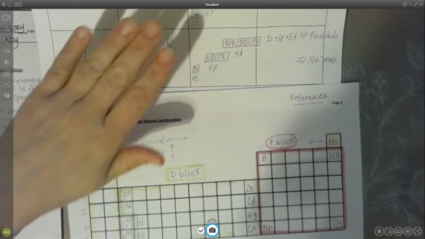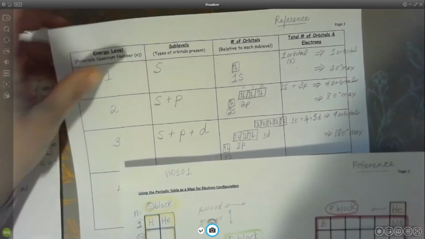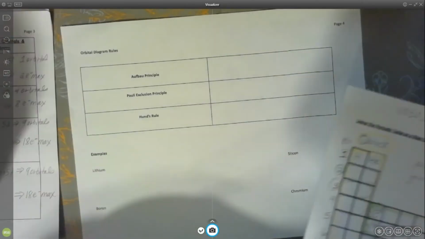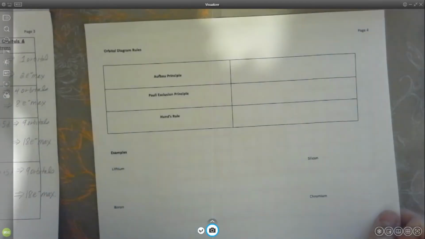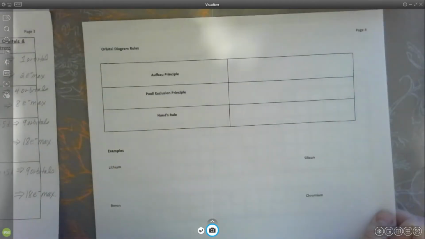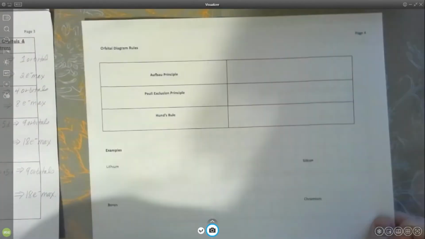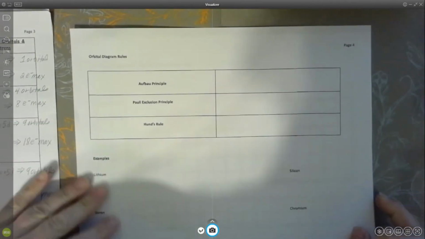Okay, so this is going to be a good reference for you to go back to in case you get stuck on that. And then let's go ahead and take a look at some of the rules for making our electron configurations and our orbital diagrams.